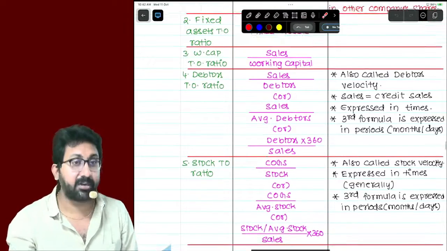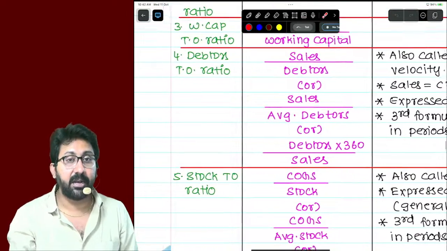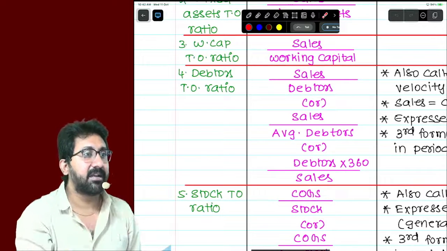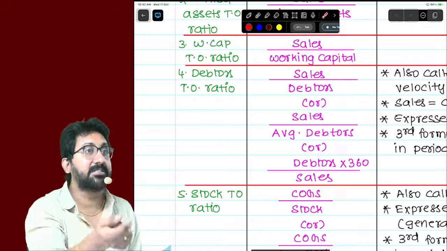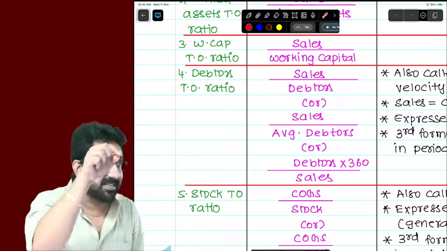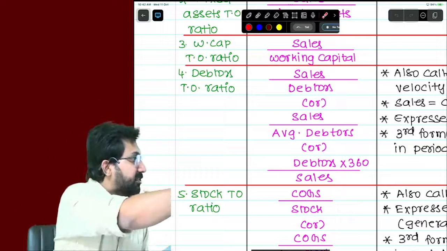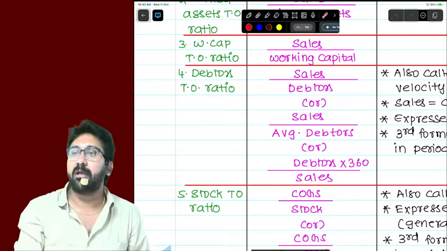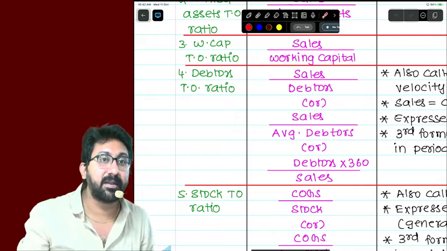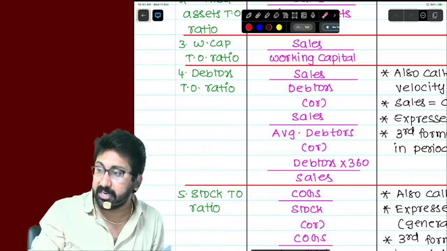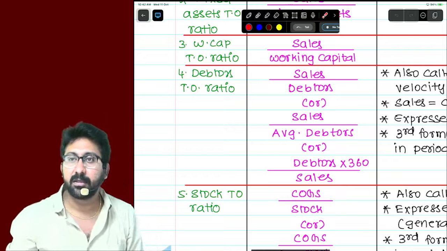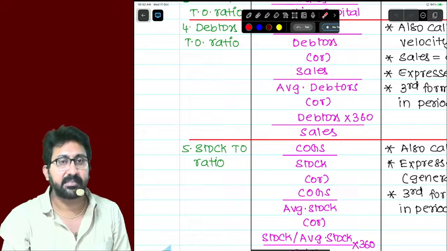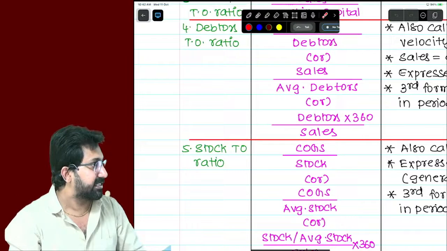Next, debtors turnover ratio. What is this? Credit sales generate debtors. Debtors are there because the credit sale happened. Because of that you have a chance to make what? Therefore debtors are coming on the denominator. What is the formula? Sales by debtors. Sales by debtors mean which sale? Some books will also write sales by average debtors. Reasoning I will tell you later.